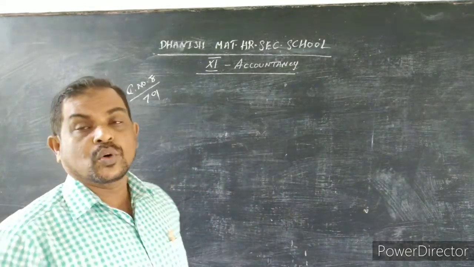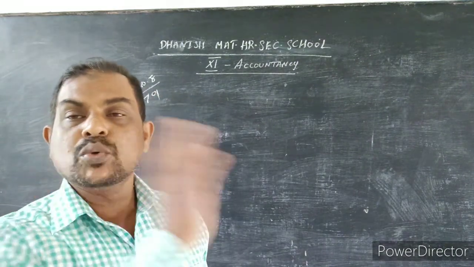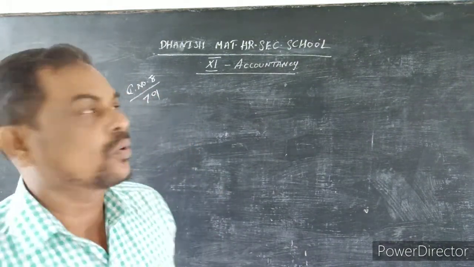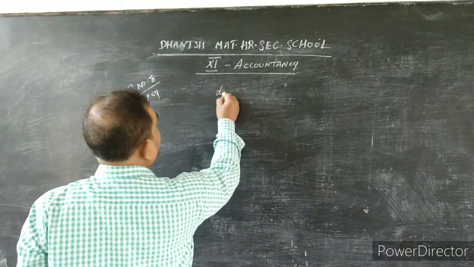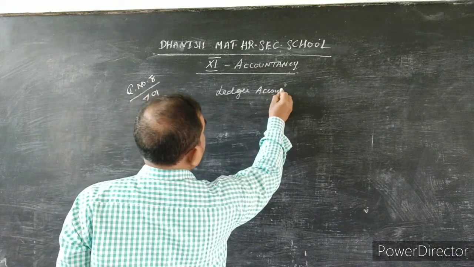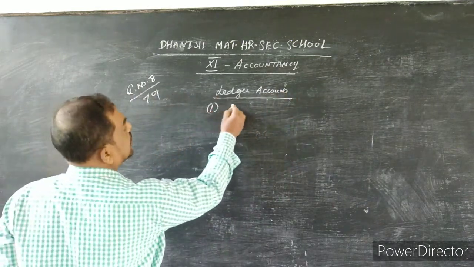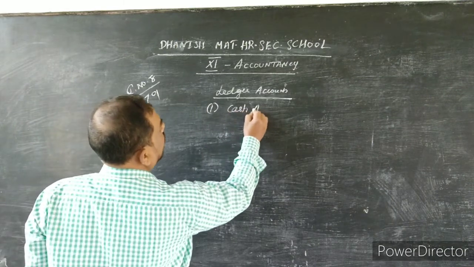While preparing the ledger accounts, we have to use the two sides of the accountancy note. That is, in ledger, you have to put in the center ledger account. Below that, what is the first ledger? First ledger is cash account.